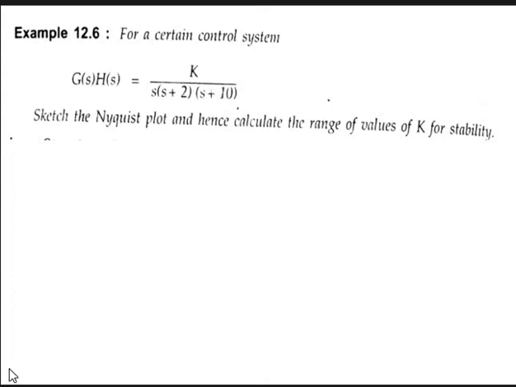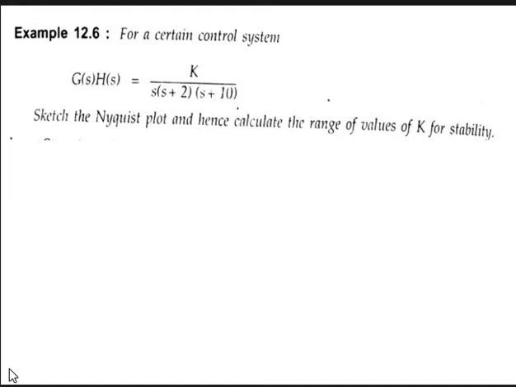Dear students, in this video I explain problems on Nyquist plot or Nyquist criterion. So consider the example: for a certain control system, G(s)H(s) is equal to K by s into (s plus 2) into (s plus 10). Sketch the Nyquist plot and hence calculate the range of value of K for the system stability. So this is the given problem.